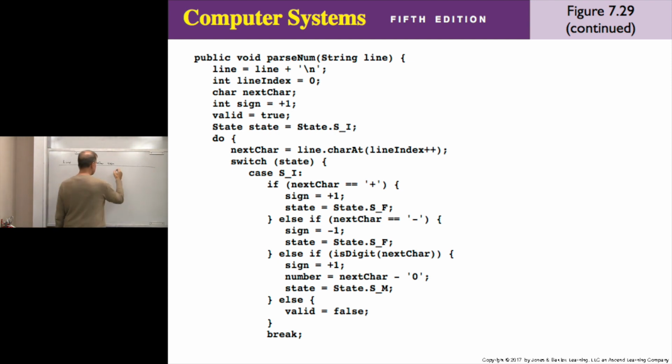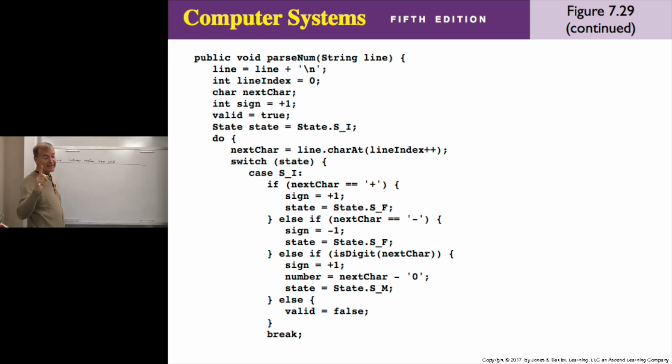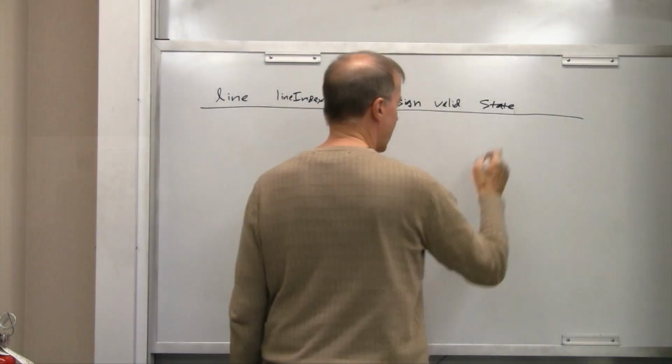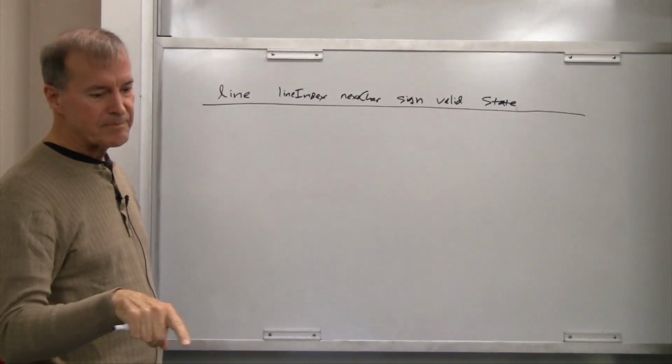Are you with me? And the next key one is state. What do we call that in the previous implementation? That's the state variable. In this implementation we still have to have a state variable, and its value is going to change, but not by looking up in a table. The code is going to change it. So we have state.